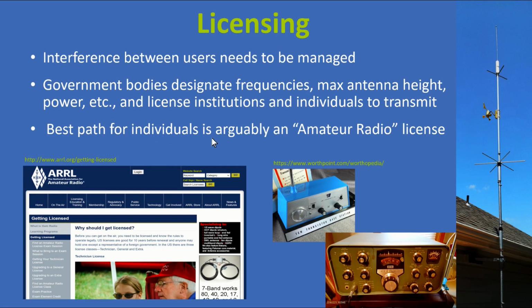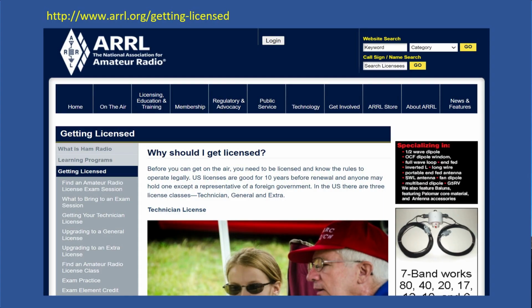The best path for individuals is arguably an amateur radio license, or whatever it's called in your country. All countries have these sorts of things. In the United States, there is a group called the American Radio Relay League. Here is the URL for that. You can just search for ARRL or go to this link and find information on getting licensed.